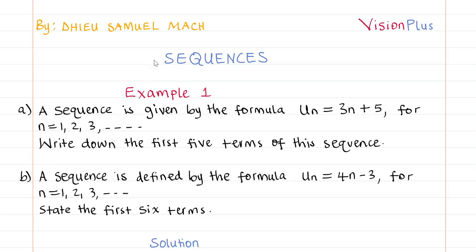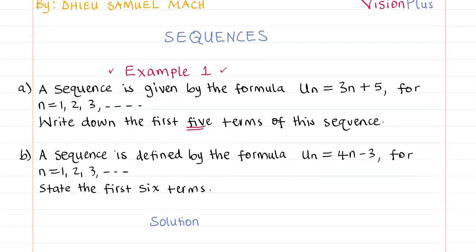So under sequences, we want to look at example 1. Example 1, part A says, a sequence is given by the formula un equals 3n plus 5 for n equals 1, 2, 3, and it continues. So this is the sequence that we are given. And the question says, write down the first 5 terms of this sequence. So our instruction is we need to find the first 5 terms.